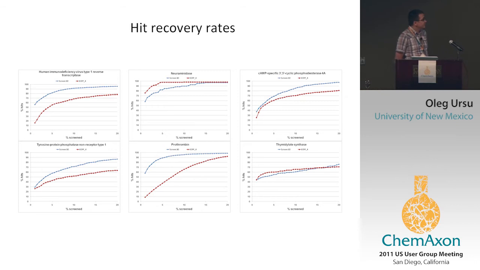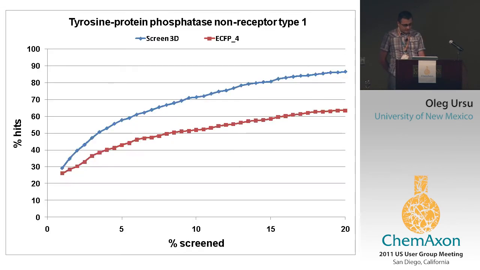And this is the second set of the targets. As you can see, for most of the targets, you can reach 90% recall ratio by the time you reach 10% of the screened target and decoy compound set, except for the tyrosine phosphatase and Thymidylate synthase, where, oops, it doesn't show on the screen.